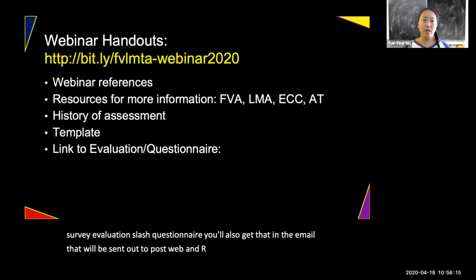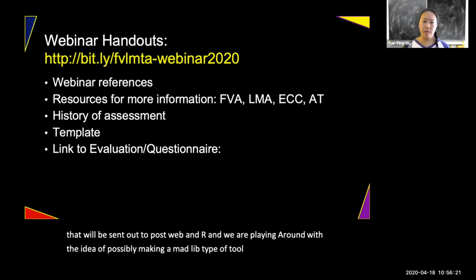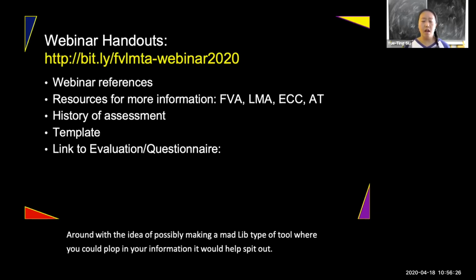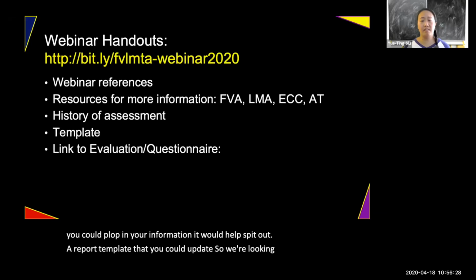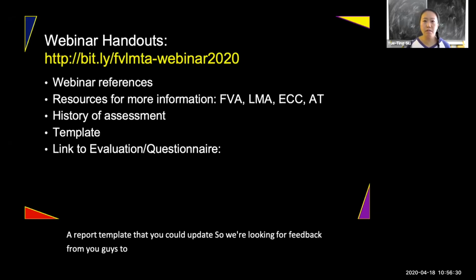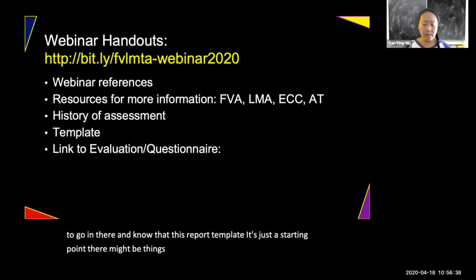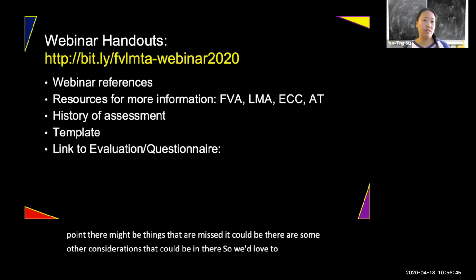And we are playing around with the idea of possibly making a Mad Lib type of tool where you could plop in your information and it would help spit out a report template that you could update. So we're looking for feedback from you guys to see how would that be used? What do you think needs to go in there? And know that this report template is just a starting point. There might be things that are missed. There could be some other considerations that could be in there. So we'd love to know what works and what doesn't work.